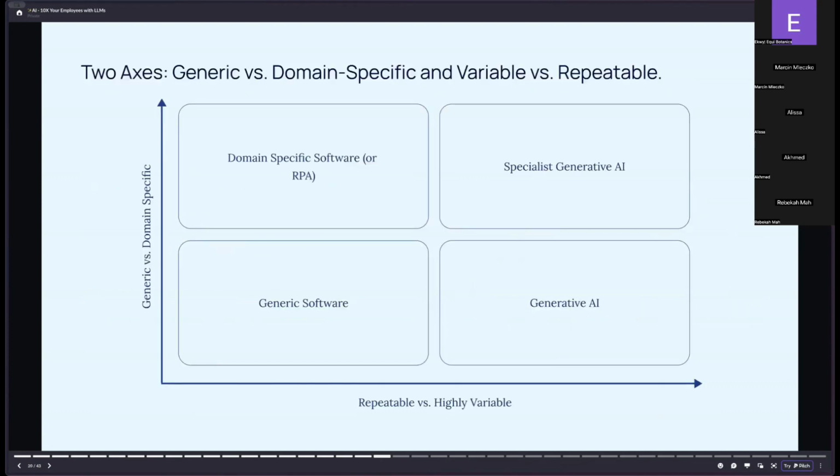And in that, you basically have two variables: generic versus domain specific, and repeatable versus highly variable. Generic versus domain specific basically means how specific is it to your specific job? How specific is it to your specific domain? And repeatable versus highly variable: how consistent is the task?